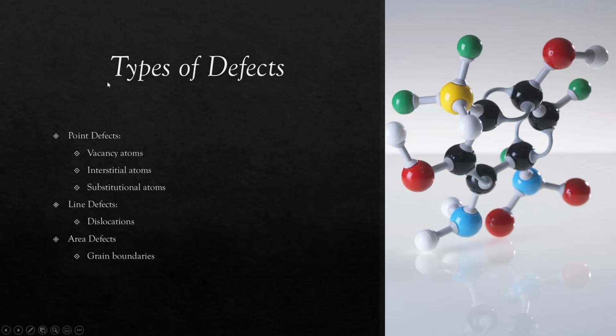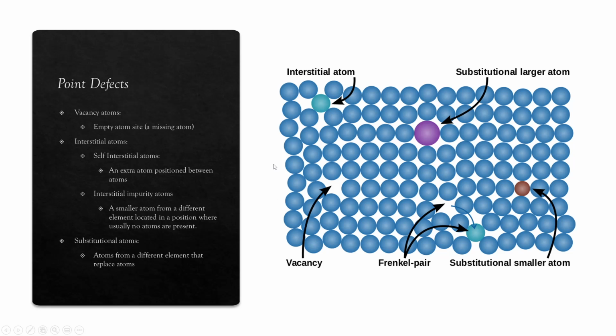So there are three types of defects: point defects, line defects, and area defects. And we'll talk about each one of them in the next slides. The first type we have is point defects. You can think of it as defects at an atom level.